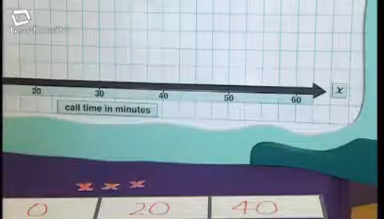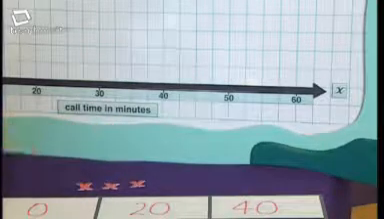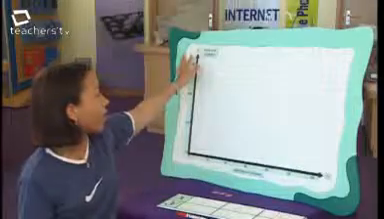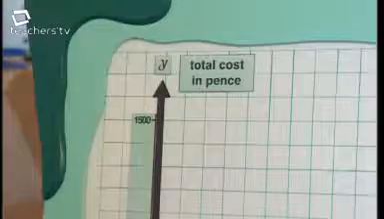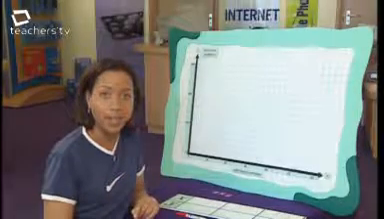All graphs have two axes. Here, the horizontal axis, or x-axis, is where I'm going to record the call time in minutes. And the vertical axis, or the y-axis, is where I'm going to record the total cost in pence. It's best to plot 3 points, and you can work these out from the call rate.